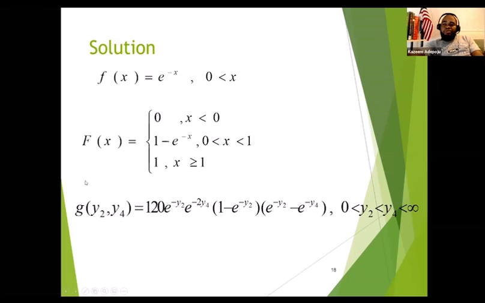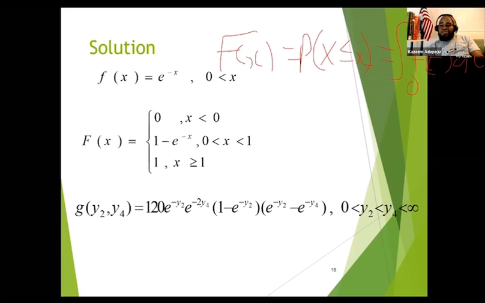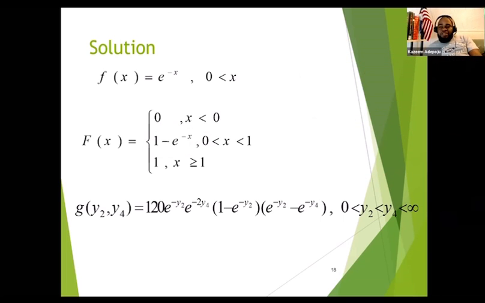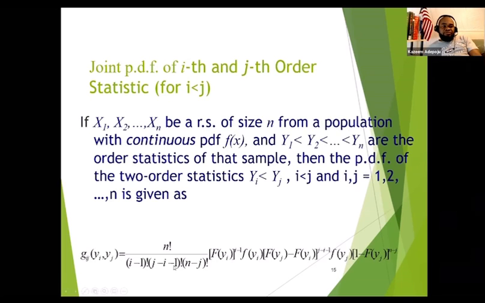Some of you may be wondering, how are you going to get the CDF? It is the probability of the variable being less than or equal to x, which is the integral from 0 to x of f of t dt. So you have the integral from 0 to x of exponential raised to the power minus t dt. When you plug that in, you get your CDF, and the moment you get your CDF, you can go back and use the formula of the joint.